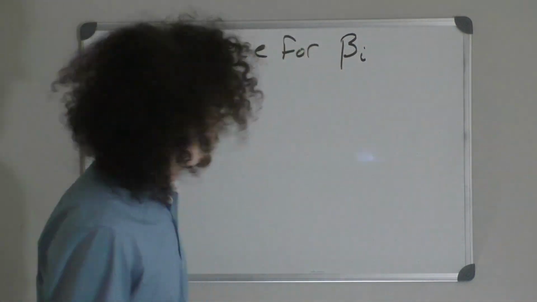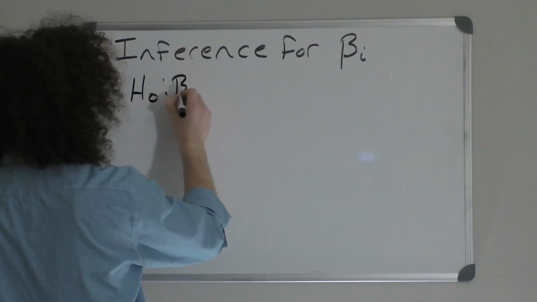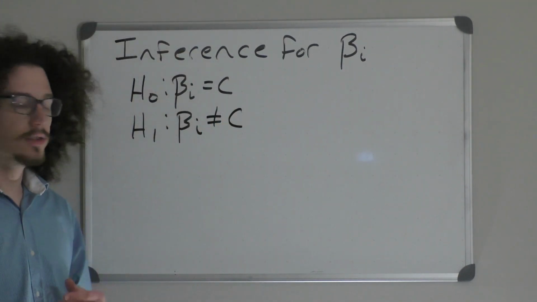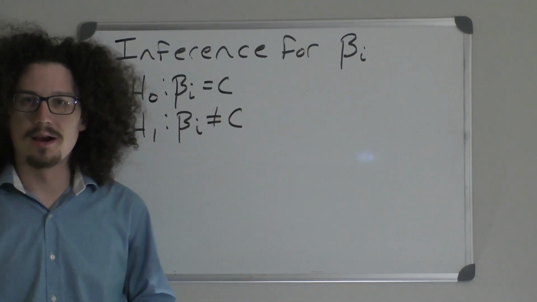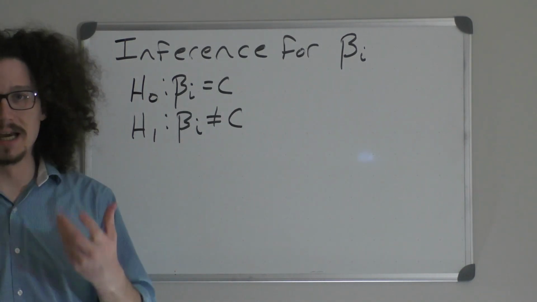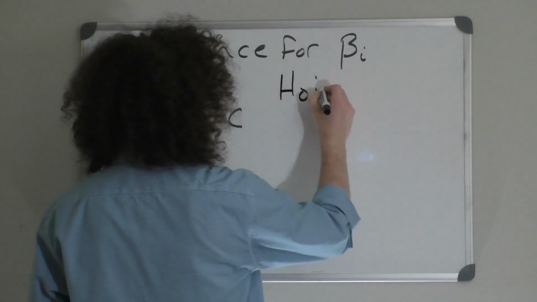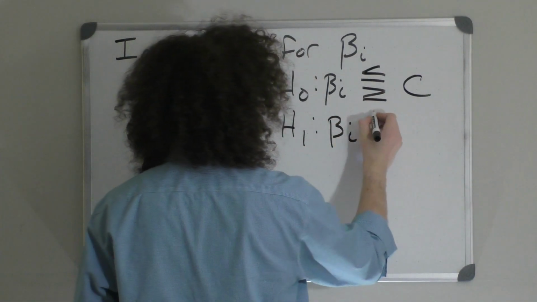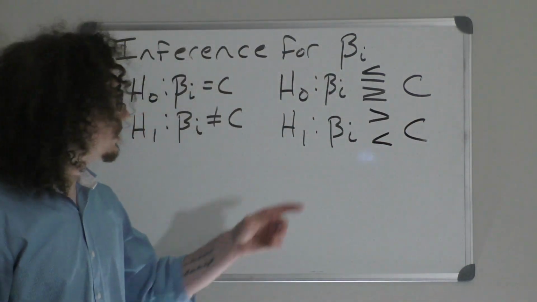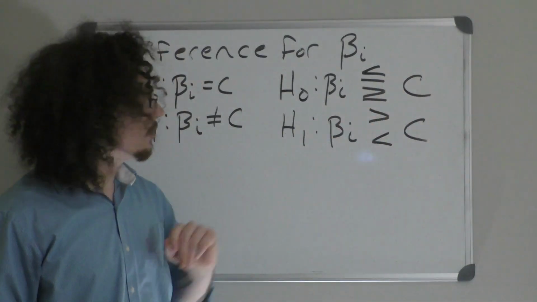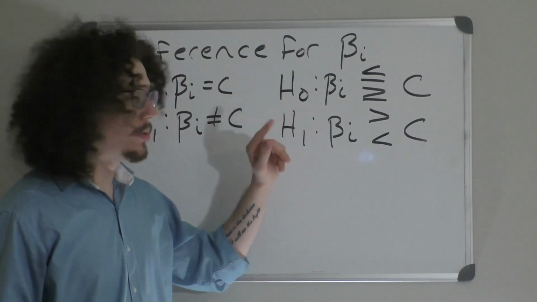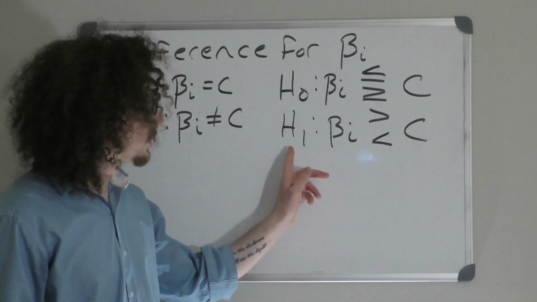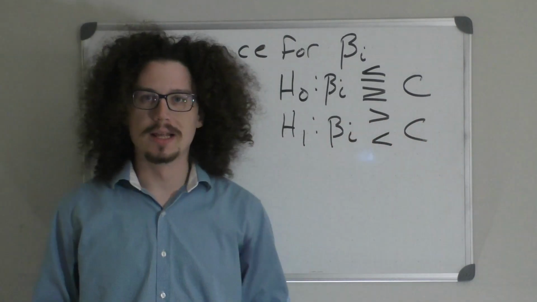Start off with our hypotheses. If we're looking at a two-tailed test, we're going to see beta i equals our arbitrary constant c as our null hypothesis, and beta i does not equal c as our alternative hypothesis. For our one-tailed test, our null will be beta i less than or equal to c for a right-tailed test, and our null hypothesis will be beta i greater than or equal to c for a left-tailed test. And of course, they correspond down here as well. Alternative: beta i greater than c for a right-tailed test, beta i less than c for a left-tailed test.